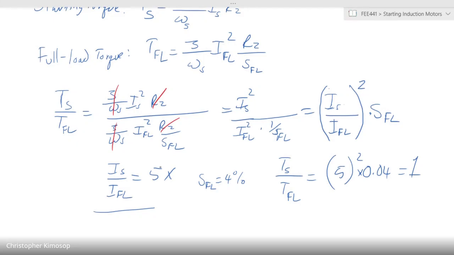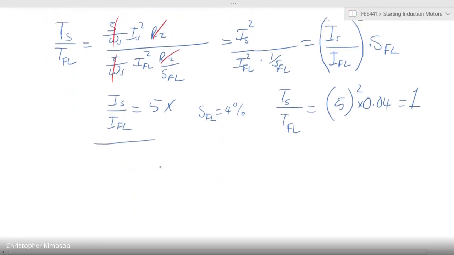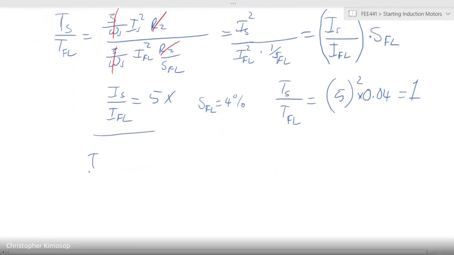So during normal operation, what would happen? If in normal operation, let's say full load, your motor takes, say, 60 amps, it would mean that at starting you would then have 5 times that. So your starting current would be equal to 300 amps, all right? That's a massive, massive amount of current.